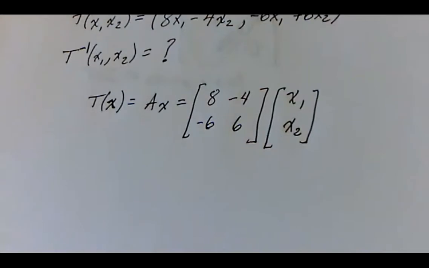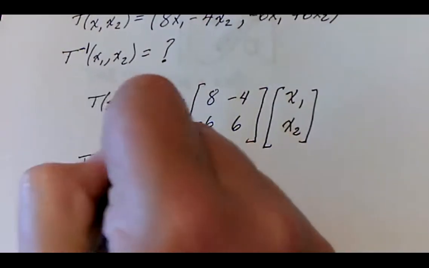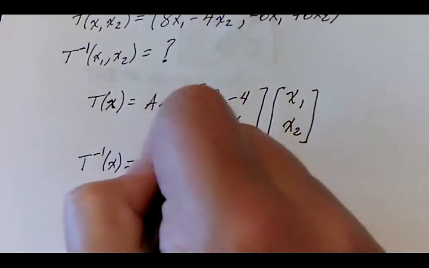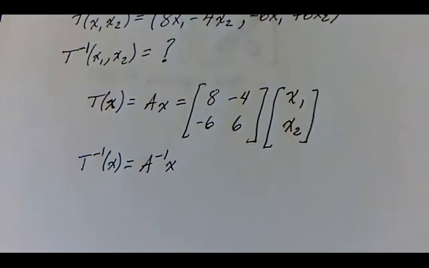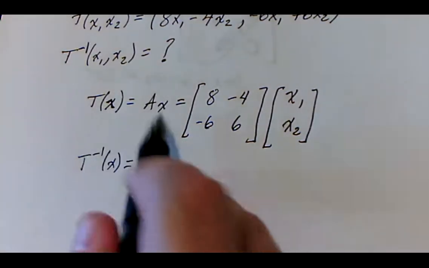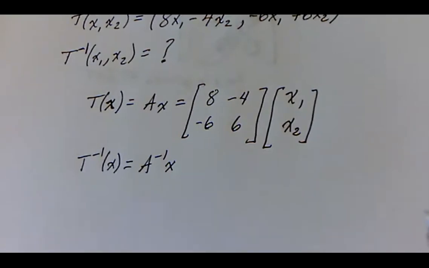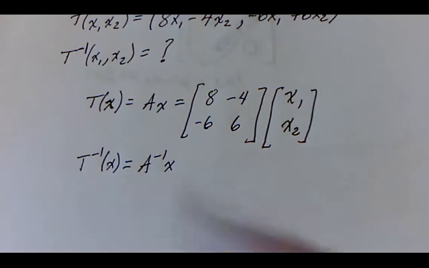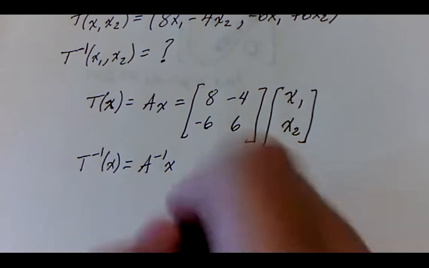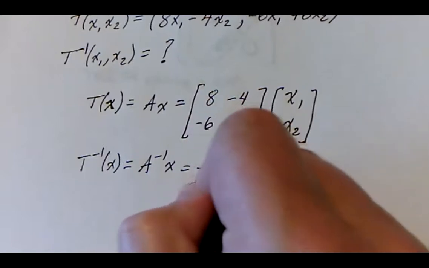Okay, well, naturally then, I bet T inverse, not I bet, we know T inverse is going to be A inverse of x. Because if I put T inverse together, then I'm going to put the A's in together, and A inverse times A is going to give me the identity matrix times the vector x itself, okay? So in order to find A inverse, I'm going to do 1 over the determinant of A.